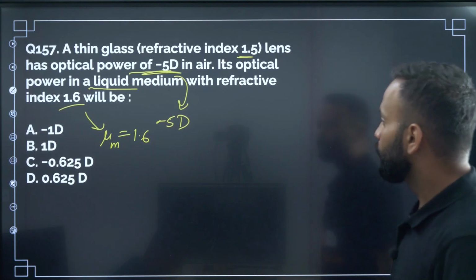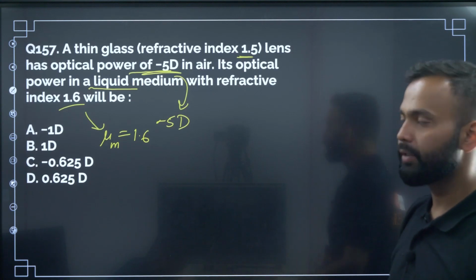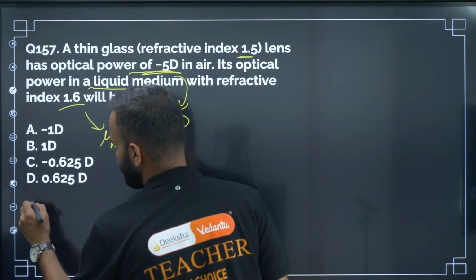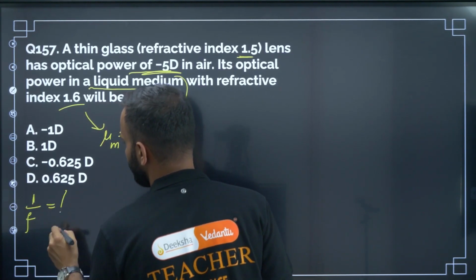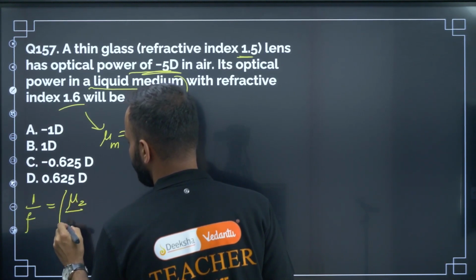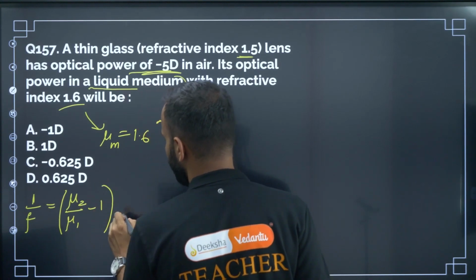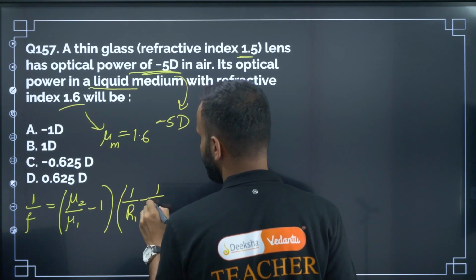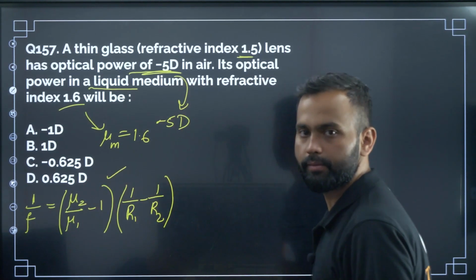So for that we need to use the lens maker's formula. From there only we will get the answer. So the lens maker's formula is 1 divided by f is equal to the relative refractive index, that is the refractive index of the second medium with respect to the first medium, minus 1, into 1 divided by R1 minus 1 divided by R2. We need to use this formula.